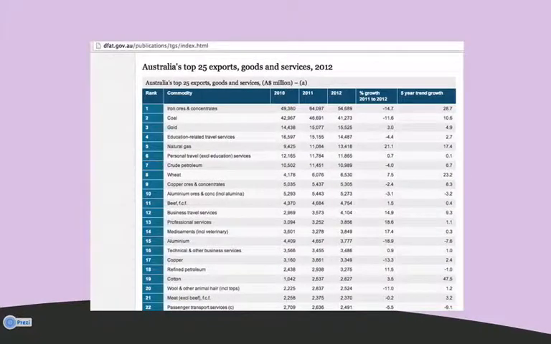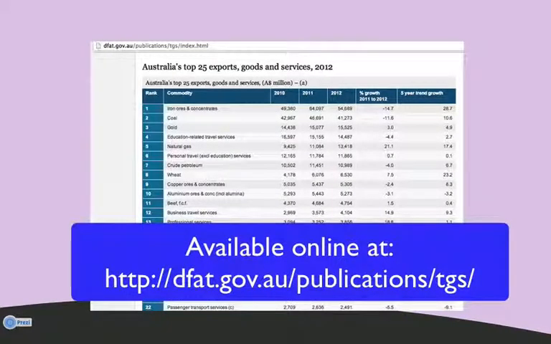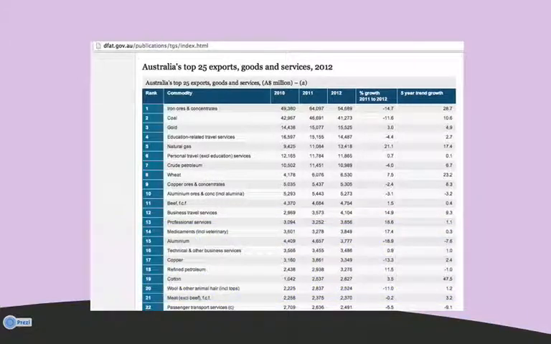Here we're looking at Australia's top 25 exports of both goods and services in 2012. And perhaps this is quite instructive. We see, perhaps not surprisingly, that iron ore and concentrates is the largest export item, followed by coal and gold. But surprisingly, perhaps, we see education at number 4.